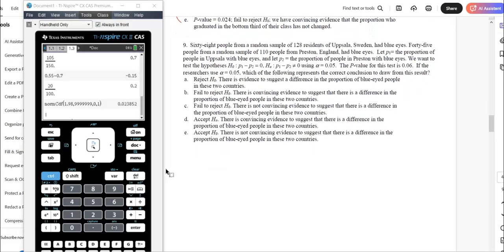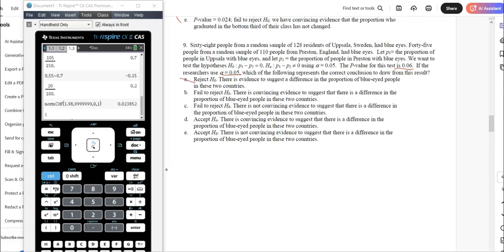68 people from a random sample of 128 residents in Sweden had blue eyes. I feel like we did this one before too, or at least the scenario part. The p-value for this test is 0.06. Okay, so they gave us the p-value, and they gave us the alpha level. Because the p-value is greater than the alpha, we fail to reject.